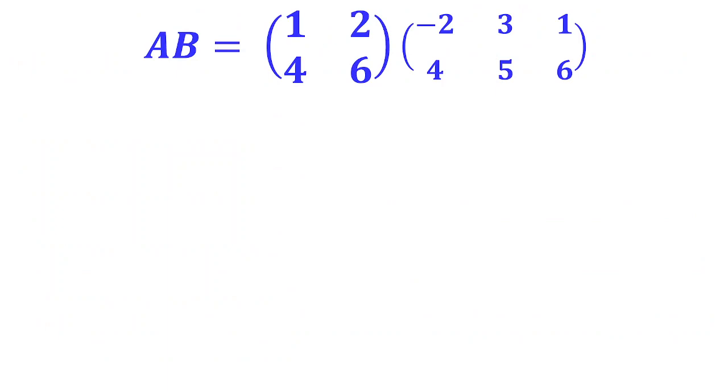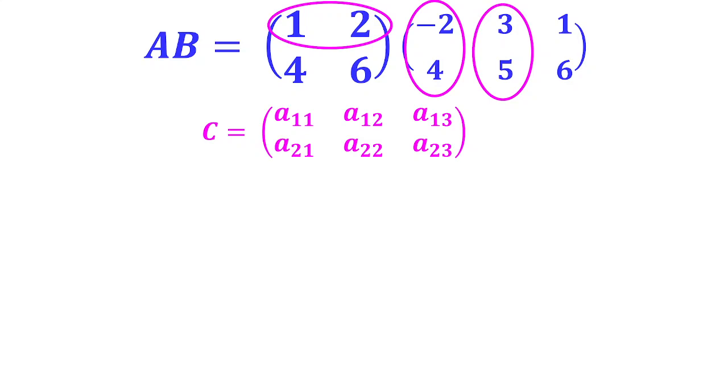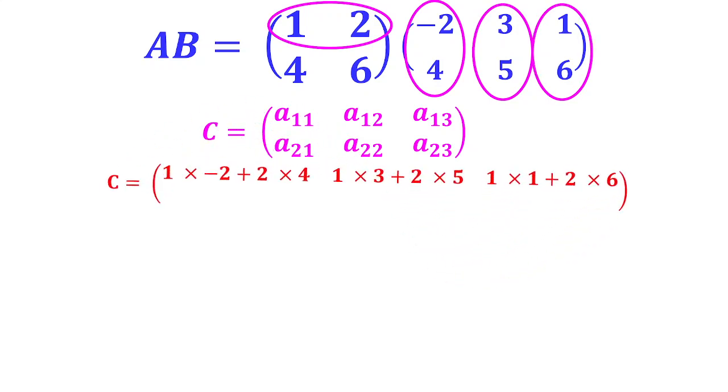Now I have taken A and B, and I have written them. The first row is to be multiplied with the first column. Then how to get it? Then the first row with the second column, and the first row with the third column. How did I get the numbers? 1 into minus 2 plus 2 into 4. Again 1 into 3 plus 2 into 5. 1 into 1 plus 2 into 6.